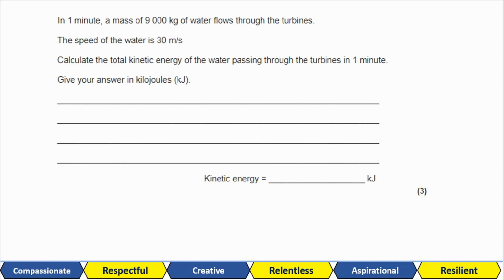Here's a past paper question. In 1 minute, a mass of 9,000 kilograms of water flows through a turbine. The speed of the water is 30 meters per second. Calculate the total kinetic energy of the water passing through the turbine in 1 minute. Give your answer in kilojoules.